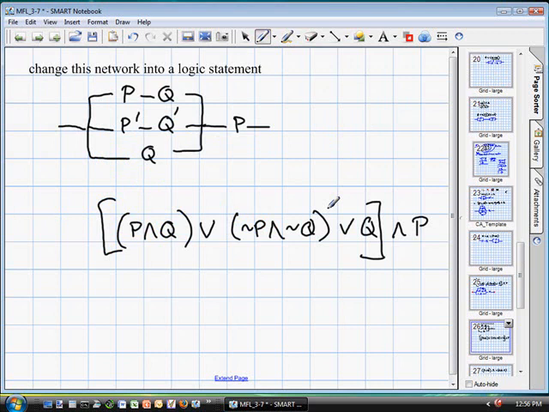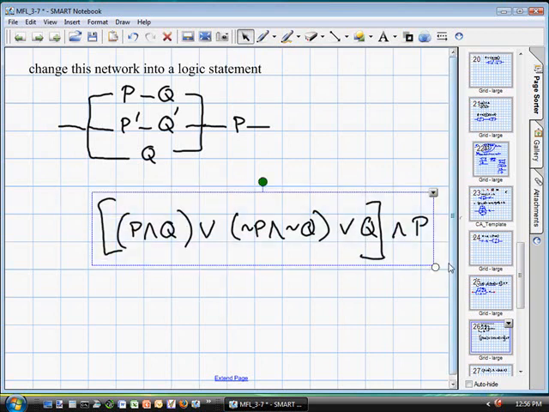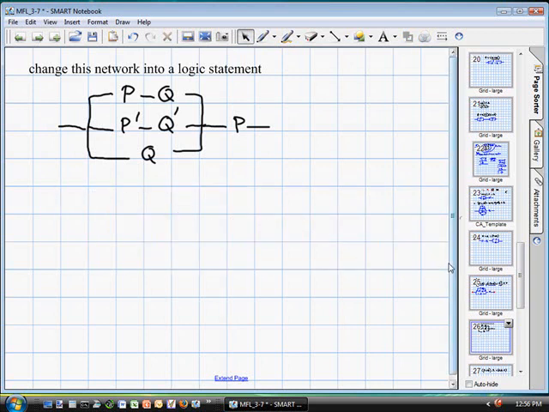Yeah, well, let's do one in reverse. This time, let's start with a circuit, and let's change it into logic. Okay, can you read it backwards? Here we go.